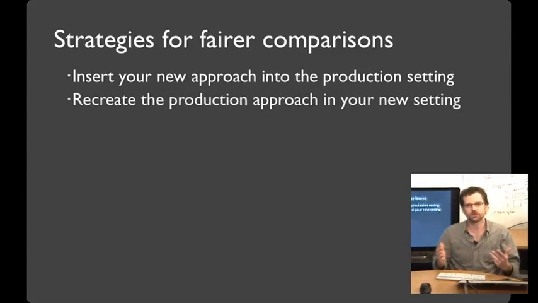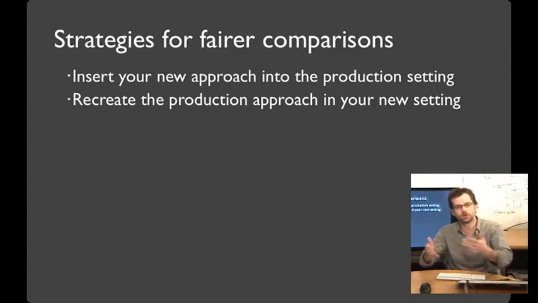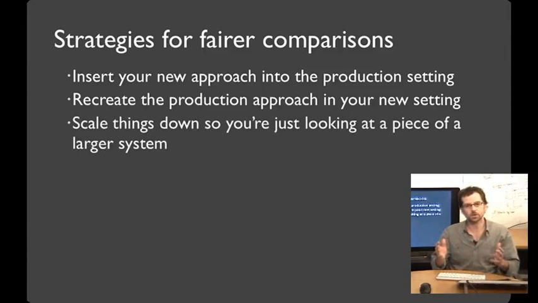A second strategy for neutralizing the environment difference between a production version and your new approach is to make a version of the production thing in the same style as your new approach. That also makes them equivalent in terms of their implementation fidelity. A third strategy, and one that's used commonly in research, is to scale things down so you're looking at just a piece of the system at a particular point in time. That way you don't have to worry about implementing a whole big giant thing. You can just focus on one small piece and have that comparison be fair.